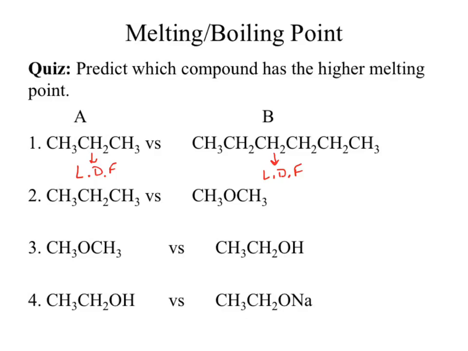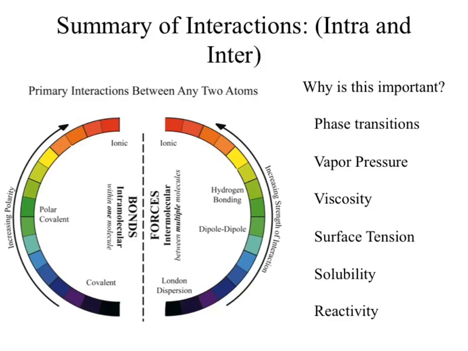Okay. This is all going to come back to understanding your bonds and forces and their relationships. You need to be able to look at a structure and quickly identify the bonds. Once you have the bonds identified, be able to do some analysis about their forces. Based on looking at the forces, you can then interpret something about their physical properties, be it phase transitions, vapor pressure, viscosity, all of those fun kind of things. The big ones that you will see on your final, phase transitions and vapor pressure are the two big ones. Okay?